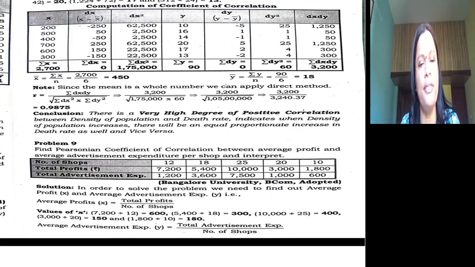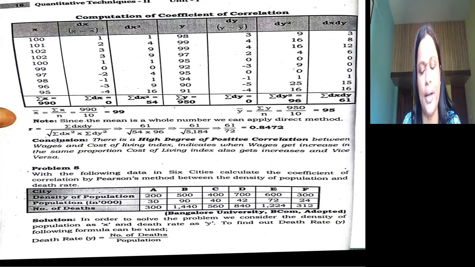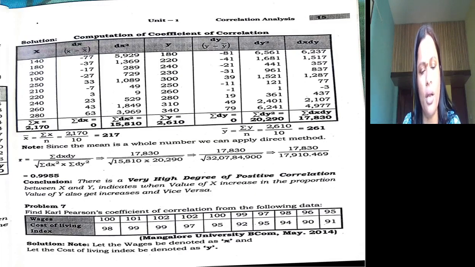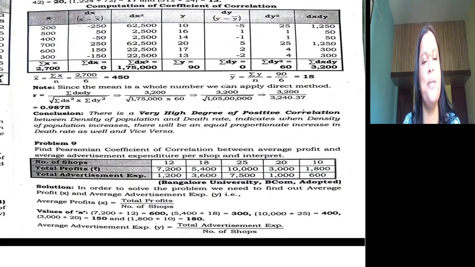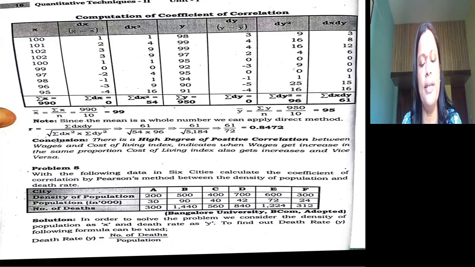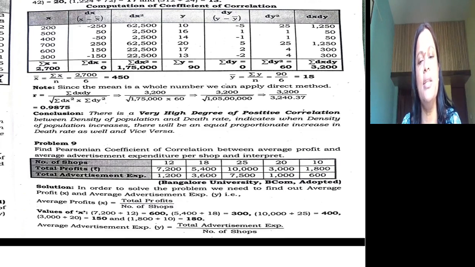Here the problem is not visible. So x is 200, 500, 400, 700, 600 and 300. See, the solution is here only. You need not calculate. It's here only. So, sum of that is 2700. Death rate. So, 300 by 30, 1440 by 90. Death rate is calculated: 10, 16, 14, 20, 17, 13.